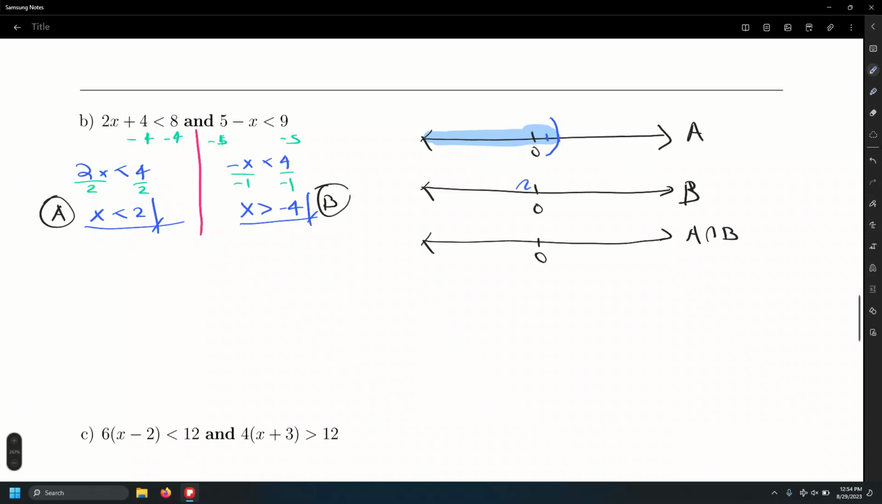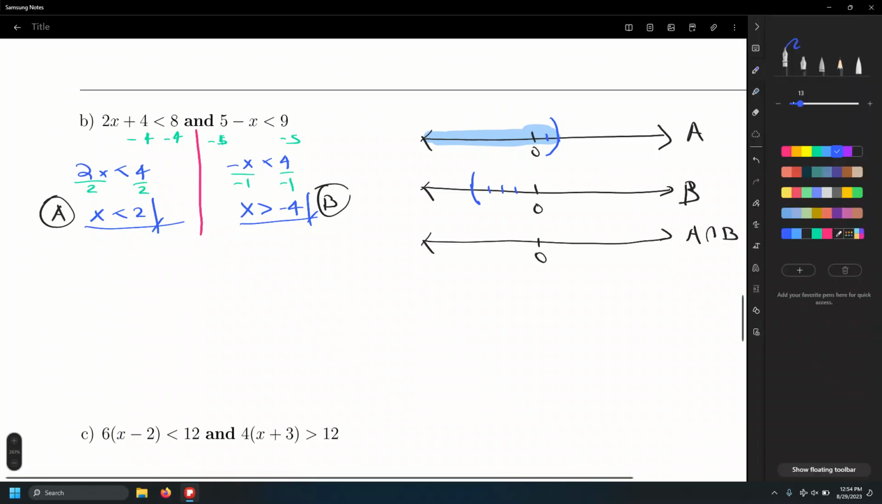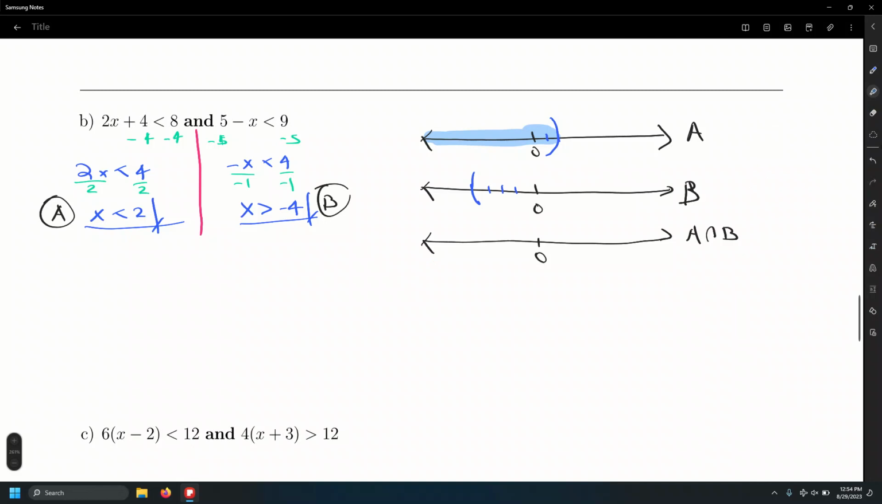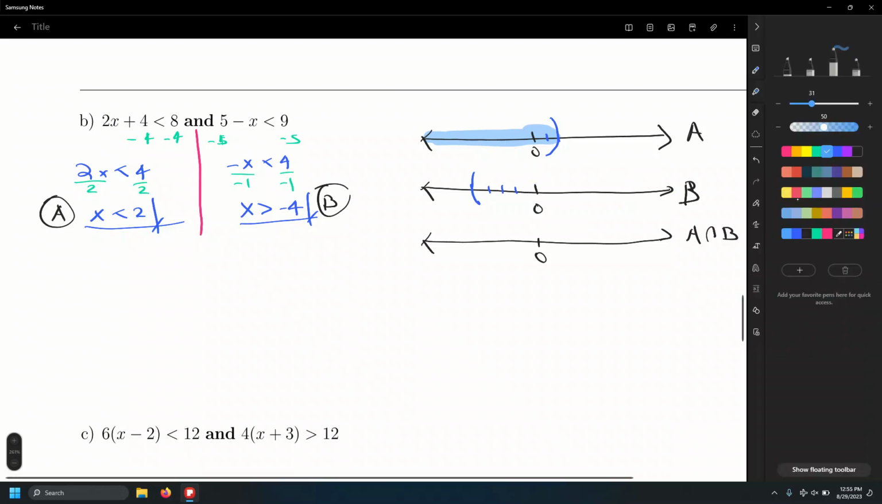For set B, I'm going to go to negative 4: 1, 2, 3, and 4. And also parentheses, because for both we have just the less than or greater than. There's no equal part. So we just use the parentheses. And I'm going to use a different color here. And then from here, now we're going to overlap them.